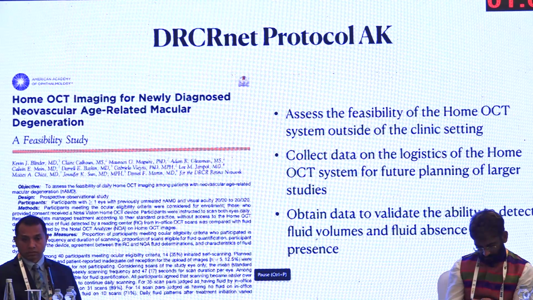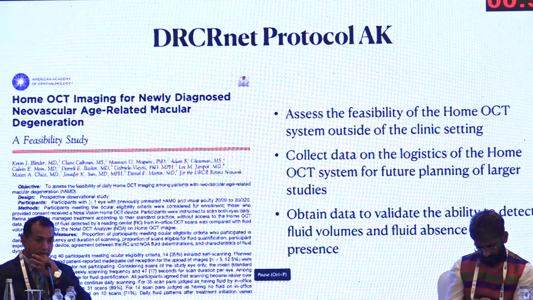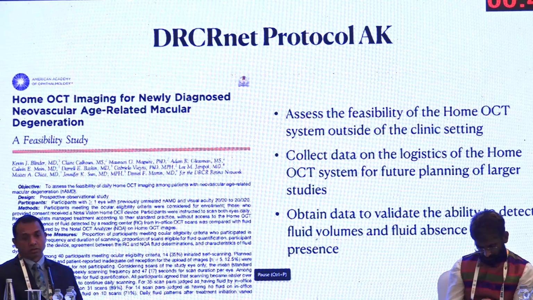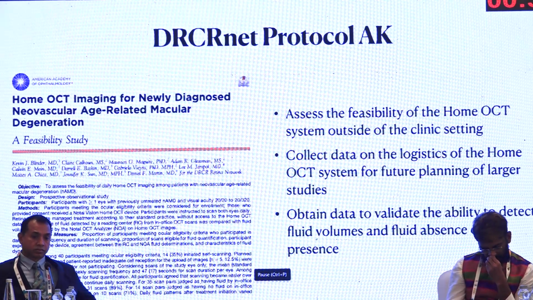Before doing that, they did this Protocol AK where they assessed the feasibility of home OCT outside the clinical settings. The data was collected from the home OCT system, and the aim was to plan future larger studies. The reading center data was also used, and they compared whether the reading center and the AI which is inbuilt into the Notal device is reasonably good.